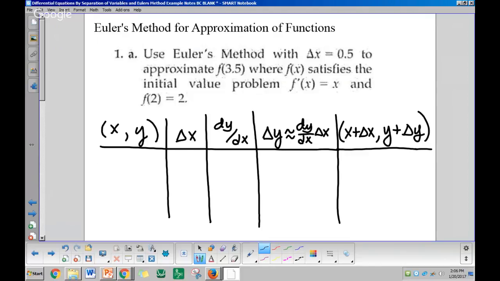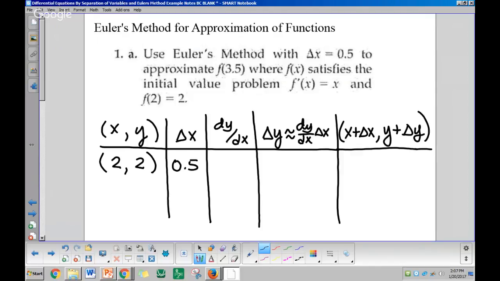All right, so this problem says, use Euler's method with delta x equal to 0.5 to approximate the function value f of 3.5, where f satisfies the initial value problem, f prime of x equals x, and f of 2 equals 2. So where are we starting? 2, 2. So that's what we're going to put right here. Now we have to go to 3.5, right? So we're going to have a couple of iterations if we're only stepping in 0.5 in the x direction. So delta x will always be 0.5.